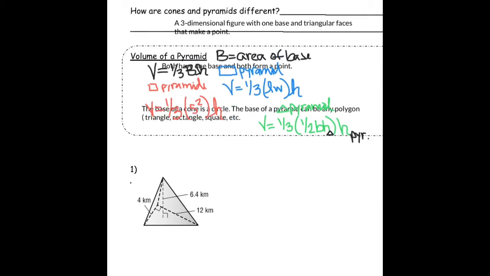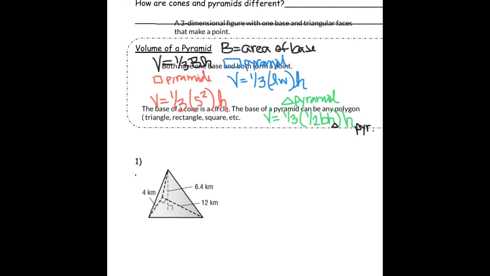All right, let's do an example. Example number 1. First of all, it's important to identify it. So this is a triangular pyramid, and I know that because the base of this shape is a triangle. Now I want to think about the formula. Volume equals 1/3 times the area of the base times the height.